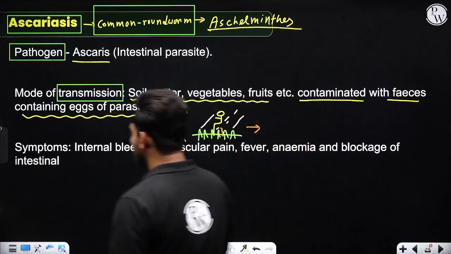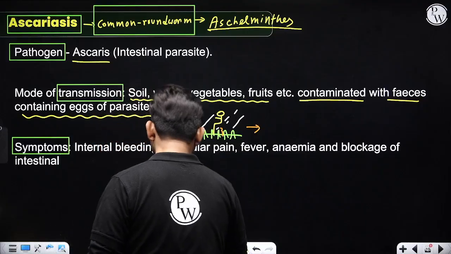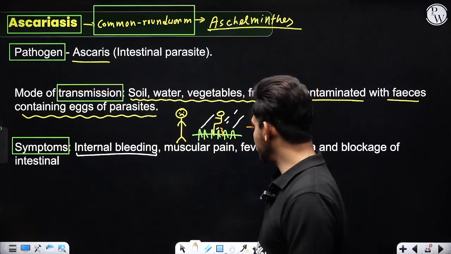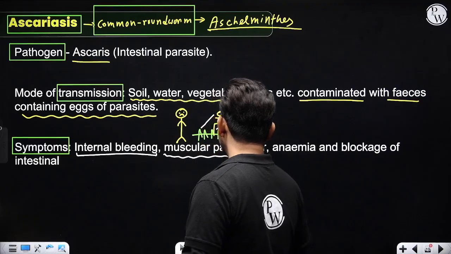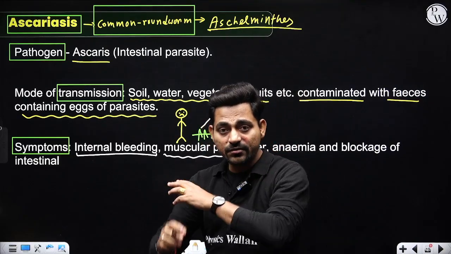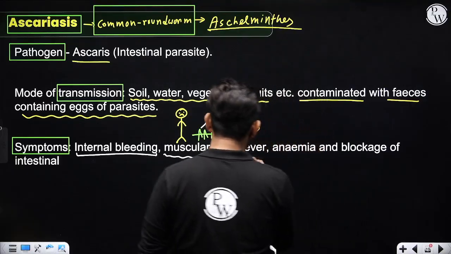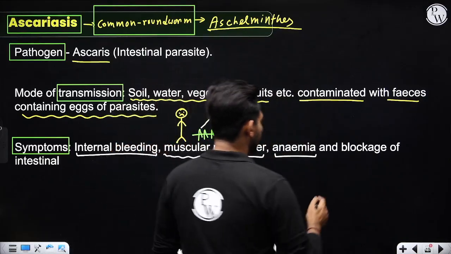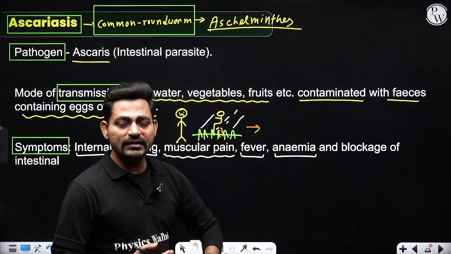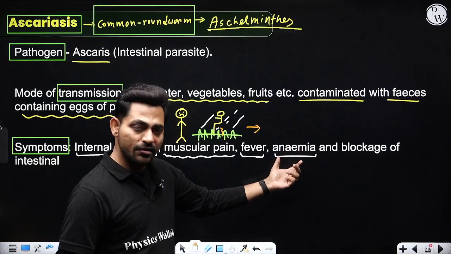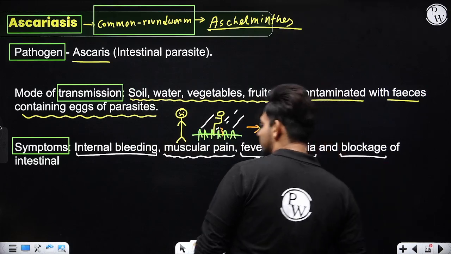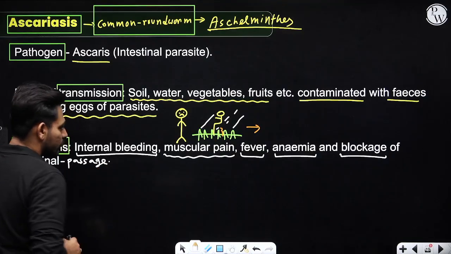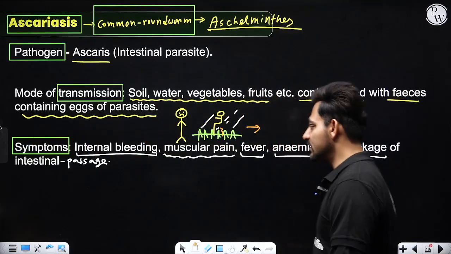Okay, so let's talk about the symptoms of ascariasis. Internal bleeding will be there, as they are penetrating inside your intestinal tissue. There will be muscular pain if they penetrate inside your muscles, that will cause muscular pain, muscular cramp, fever, and even they will attack the liver. So there will be anemia, and too much loss of blood through your intestine can also be a cause of anemia. There will be blockage of the intestinal passage. Too large a population of Ascaris will block the intestinal passage.